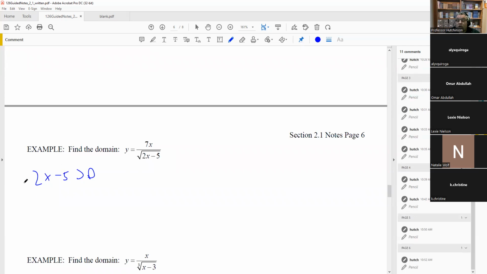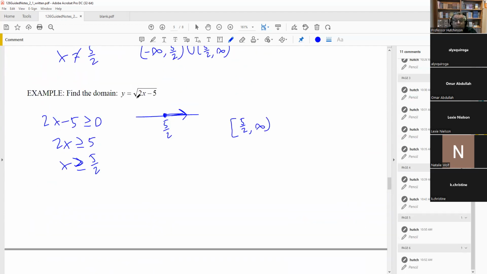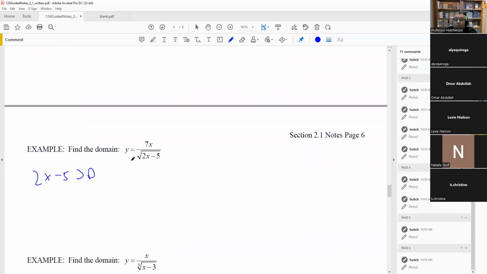So as long as I have 2x minus 5 greater than 0 like that, that's going to be the right setup. If you have a square root that is on the top of a fraction, or a square root that's by itself, you're going to use the greater than or equal to symbol. If the square root is on the bottom of a fraction, then you're going to use the greater than symbol. You're not going to use the equal sign underneath. Because the radical is on the bottom of a fraction, you're going to use a greater than.